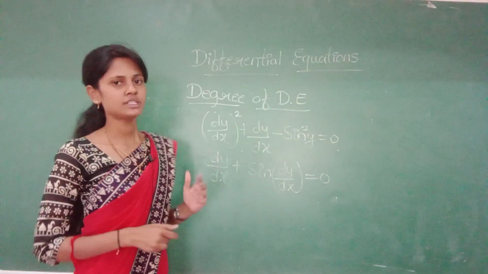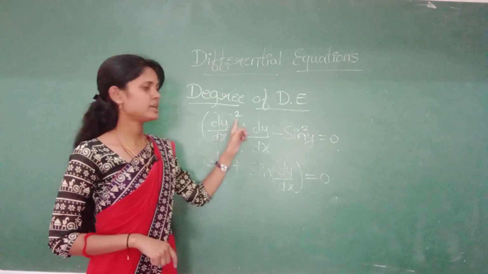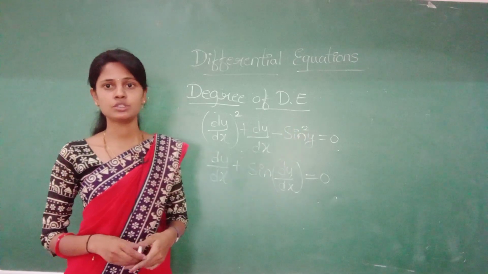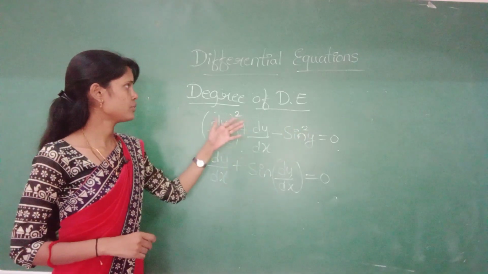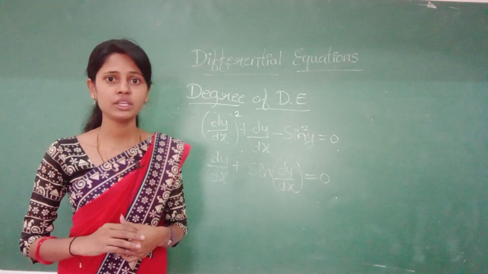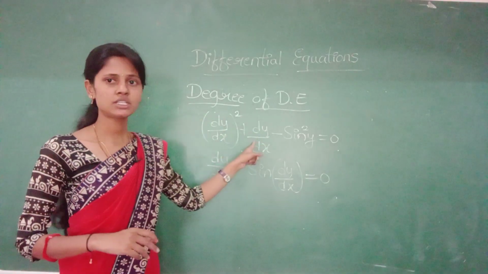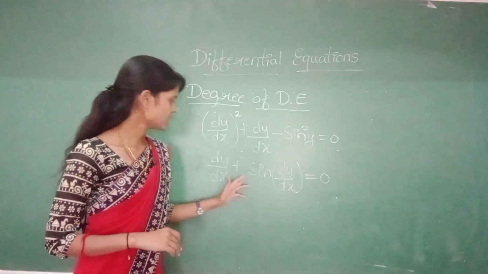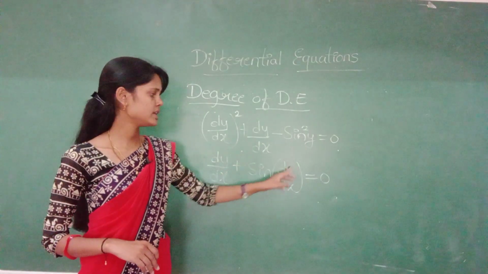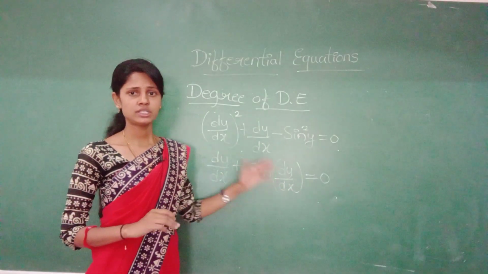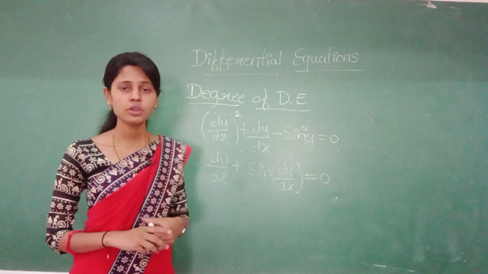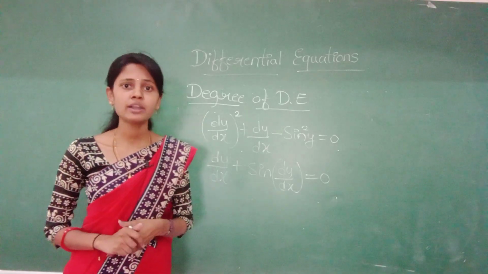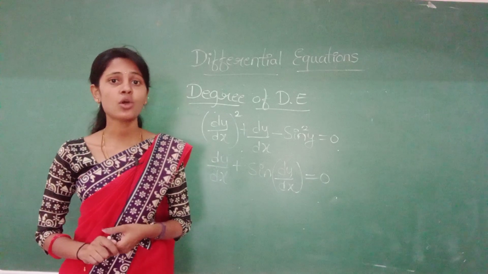So the degree for this type of equation, for example, dy by dx whole square plus dy by dx minus sine square y is equal to 0. For this type of example we can't define the degree of the equation. Why? Because the first equation is not a polynomial in y, so therefore it is not defined. And the second equation, dy by dx plus sine of dy by dx is equal to 0, is not a polynomial in y dash, therefore we can't define the degree of the differential equation. Therefore we write that the degree of the differential equation is not defined.